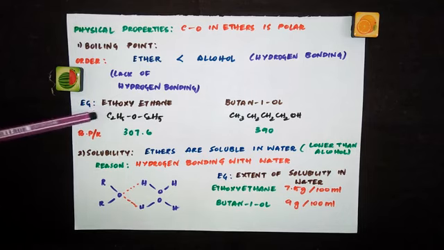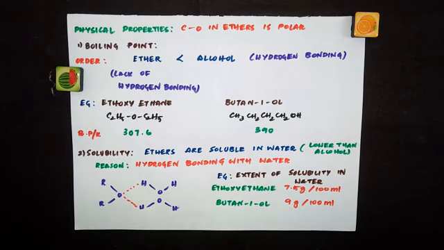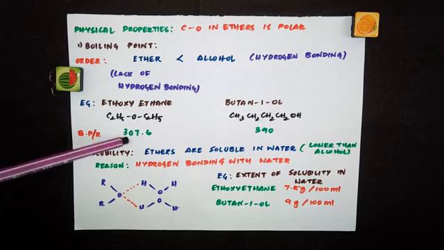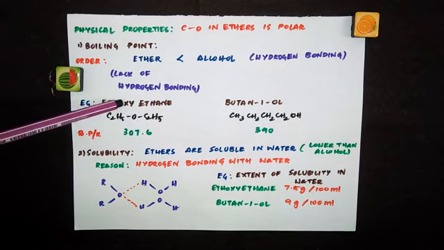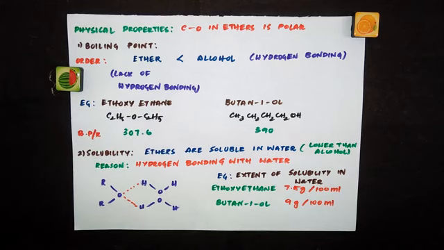Here I have written an example, ethoxyethane and butan-1-ol. In both the cases we have 4 carbon atoms. So this is the boiling point in Kelvin. For ethoxyethane 307.6 Kelvin. In the case of alcohol 390 Kelvin. There is a very vast difference between the boiling points of ether and alcohol, and remember that is because of the hydrogen bonding in alcohol.